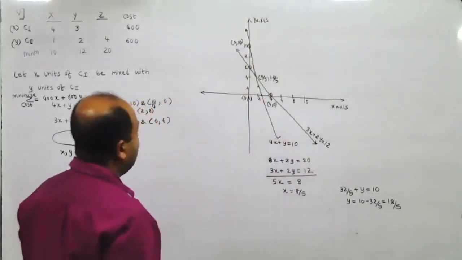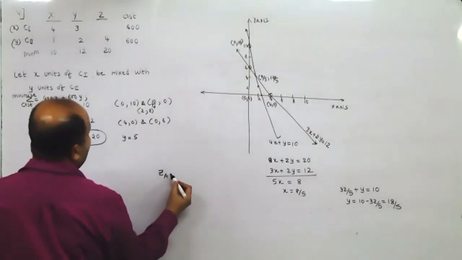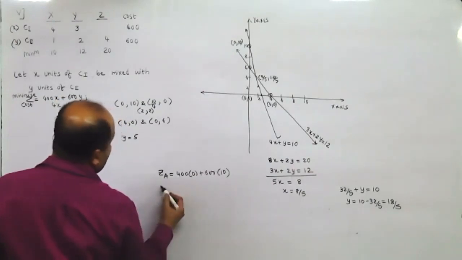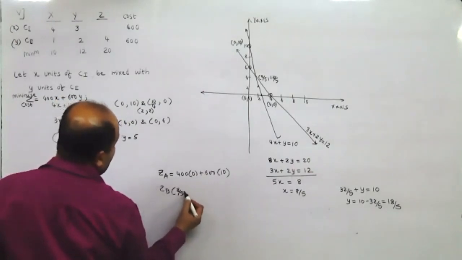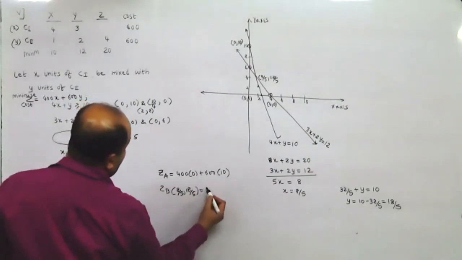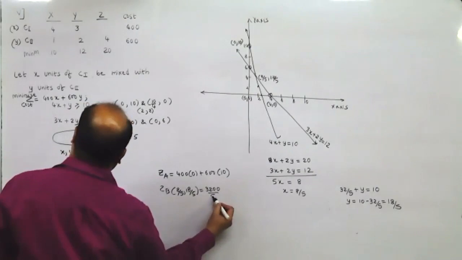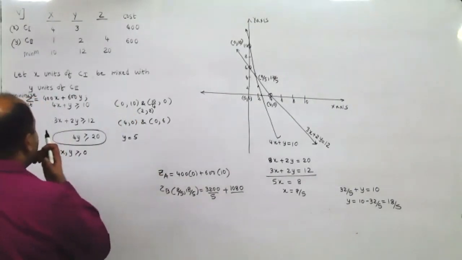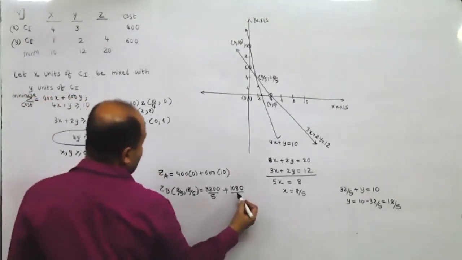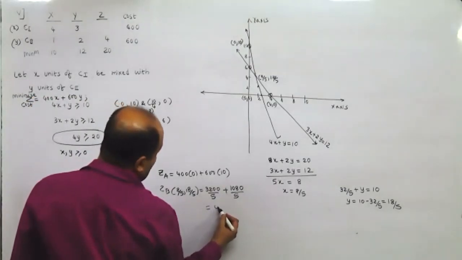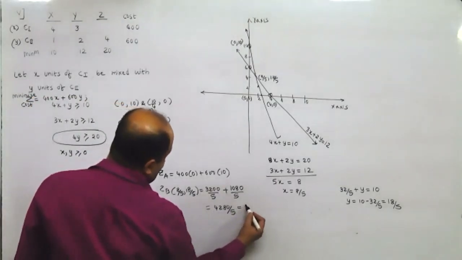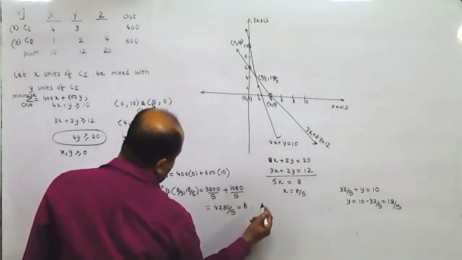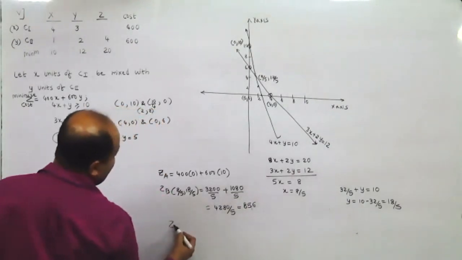So yeah, now z at A would be equal to 400 into 0 plus 600 into 10. Then z at B would be 8 by 5, comma 18 by 5. So it would be 400 into 8 by 5, 3200 by 5 plus 600 into 18 by 5, so it is 1080 by 5. This would be 4280 by 5. 5 8s are 40, 5 5s are 25. Just see the answer, Smriti.